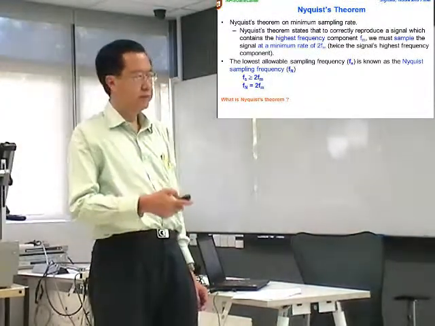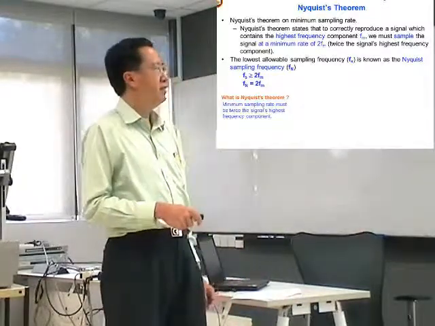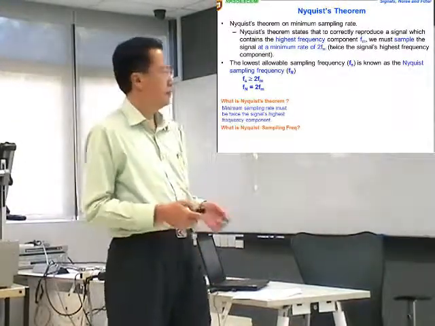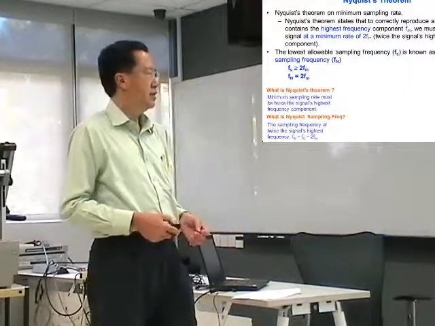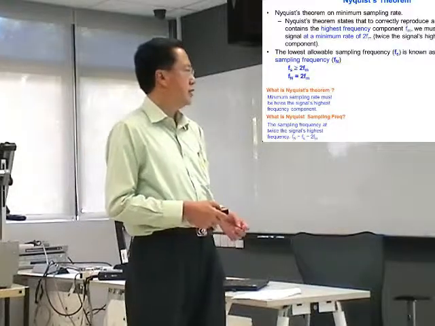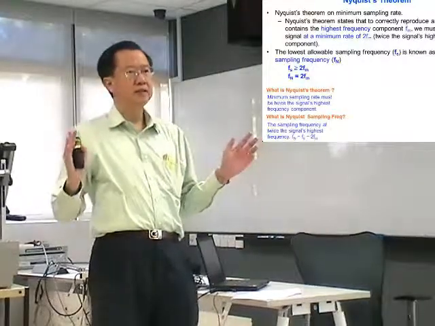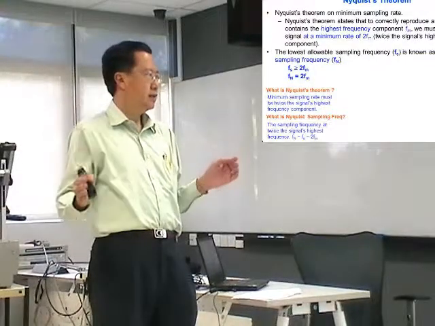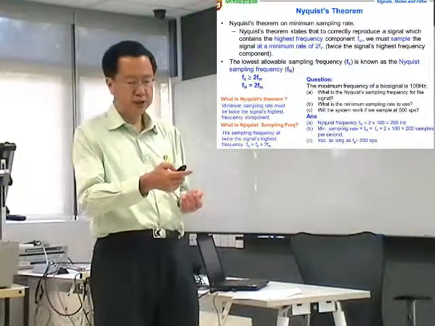So what is Nyquist's theorem? You want to guess? The minimum sampling rate must be twice the signal's highest frequency component. That's the gist of it. And what is the Nyquist sampling frequency? It is twice the signal's highest frequency component. See, a signal may have a lot of frequencies in it, but you have to choose the highest frequency component that you are interested in, and that determines the minimum sampling frequency that you must use.